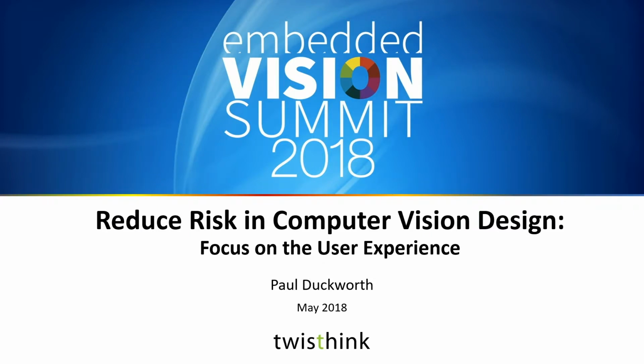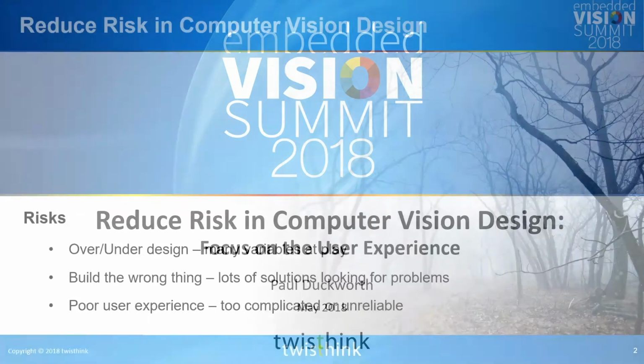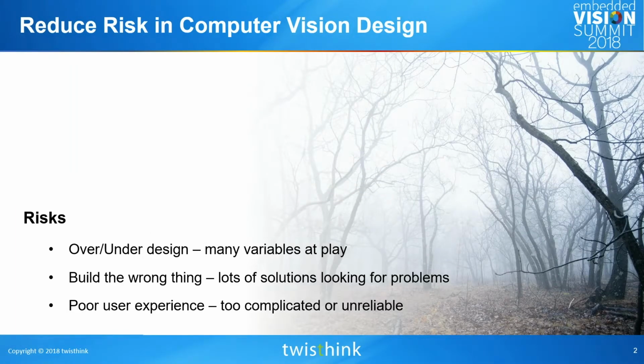But with that power comes an increasing degree of complexity, and with that increasing degree of complexity comes increasing risks. And those risks really, I think, can be summarized as making good or bad decisions. And if we make those wrong, those decisions can result in over or under design of a product or a project. They can result in building the wrong thing.